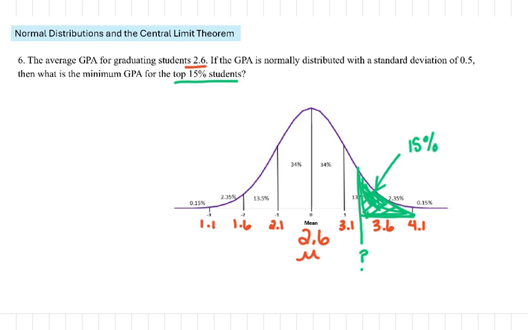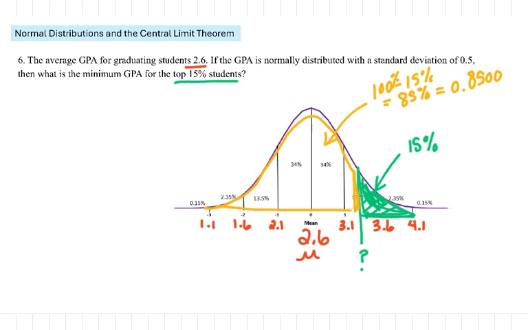So again, remember the problem is the z-curve, or the z-table, gives you the percentage or the probability to the left, the area to the left. So this would be 100% minus 15%, 85%. So we're looking on our z-table for 0.8500. And we know just by our logic that this has to be a positive z-value.